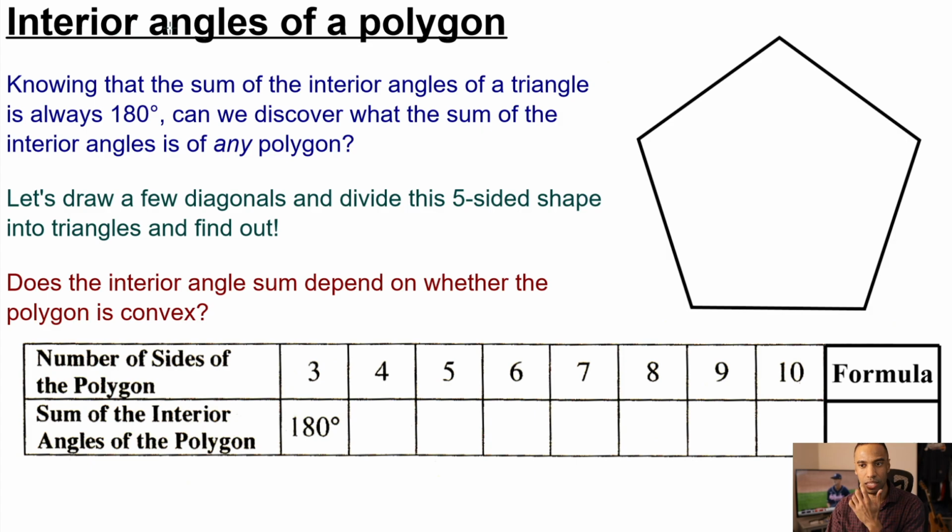So let's take a look at the interior angles of a polygon. Knowing that the sum of the interior angles of a triangle is always 180 degrees, can we discover what the sum of the interior angles is of any polygon? Well, we can, yes. Let's check it out. A 3-sided shape has a 180 degree interior angle sum.